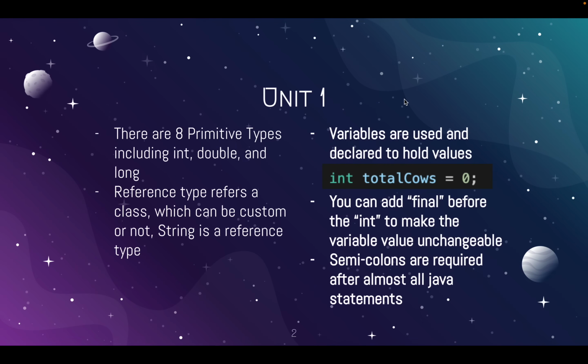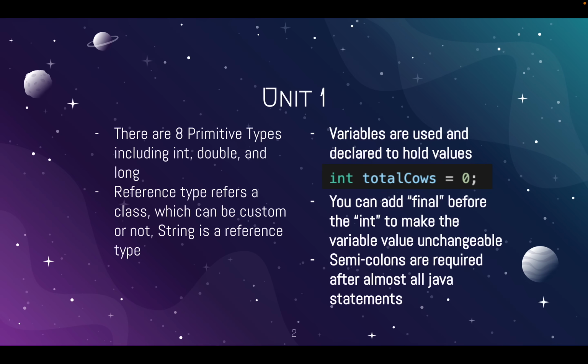So first we're going to start off with Unit 1. There are 8 primitive types in Java. Java, the coding language, is object-oriented, and there are 8 primitive types. These include int, double, and long. Int stores integers, double stores decimals, and long, this is not really on the CSA exam, but I just include it. Long stores really large integers that 32 bits cannot store.